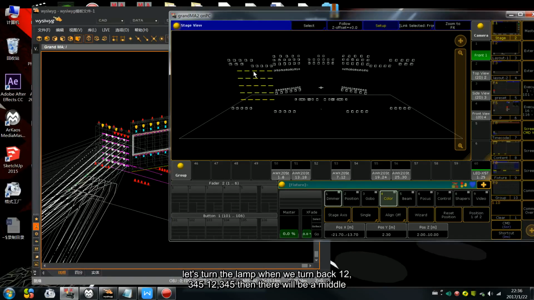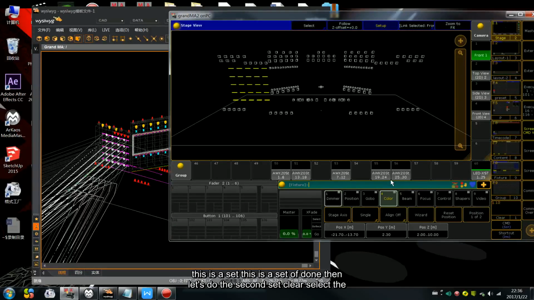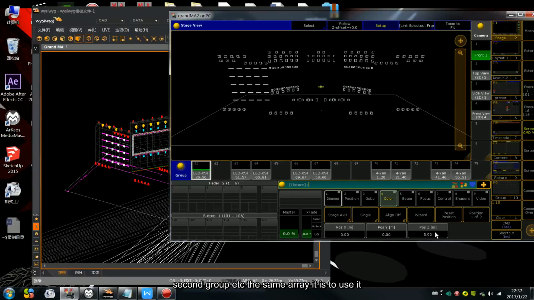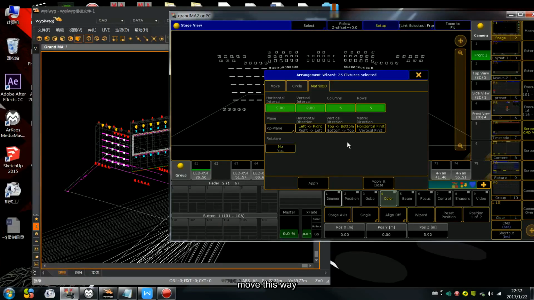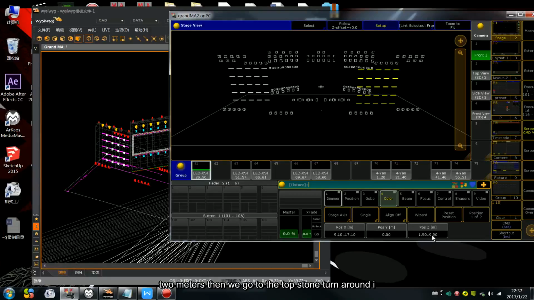1, 2, 3, 4, 5. Then there will be a middle here. Plug a lamp. This is a set. This set is done. Then let's do the second set. Clear. Select the second group. The same array. It is to use it. Move this way. Then this one should be 2 meters. 2 meters. Then we go to the top stone. Turn around.